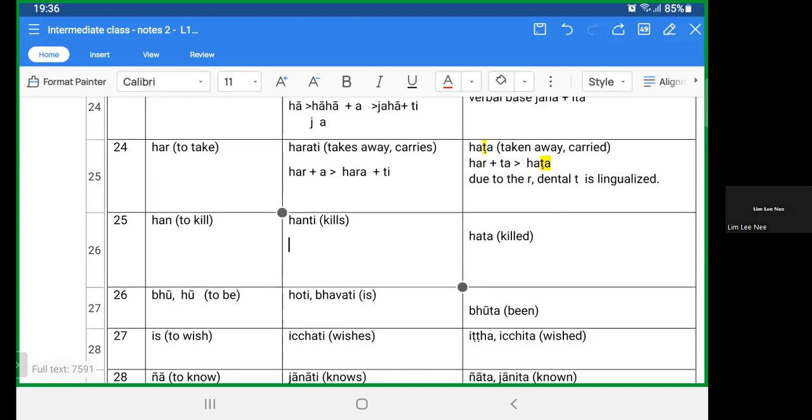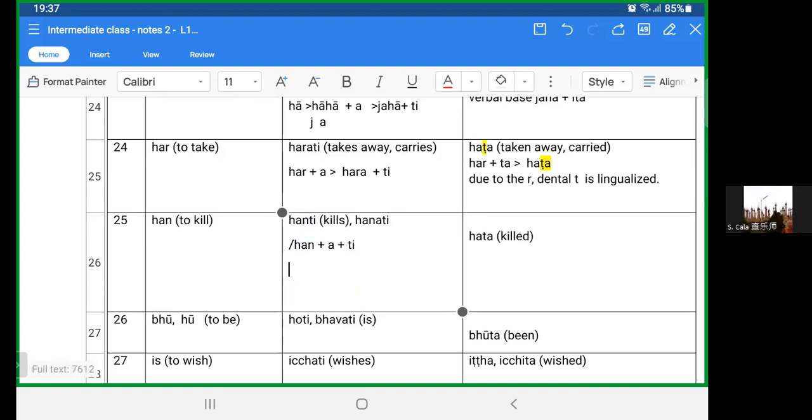So next one is easy. Han. Okay, how about Brother King? So far you have not spoken up. The root is han, han plus a. Okay, so you want to put hanati, right? So R plus T. But here we're talking about hanti. How do you get hanti? Han plus T, then you got hanti.